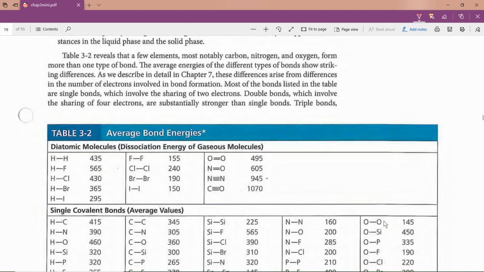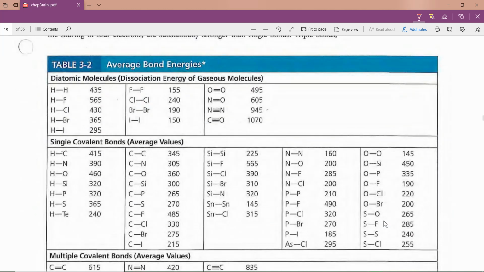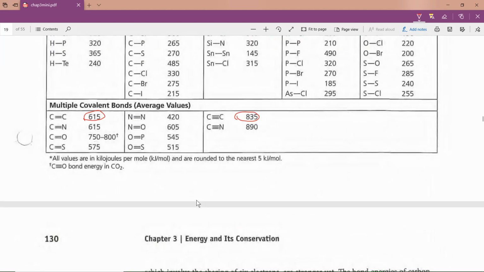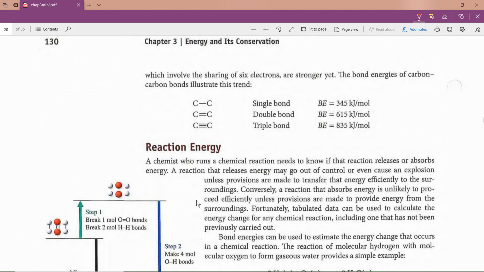And even single bonds, double bonds, triple bonds have different stories. So for example, carbon-carbon single bond is 345. Carbon-carbon double bond is stronger, 615. Carbon-carbon triple bond is stronger still at 835. So 345, 615, 835. So it's harder and harder to break the bonds the more glue that's present between the atoms. Okay.